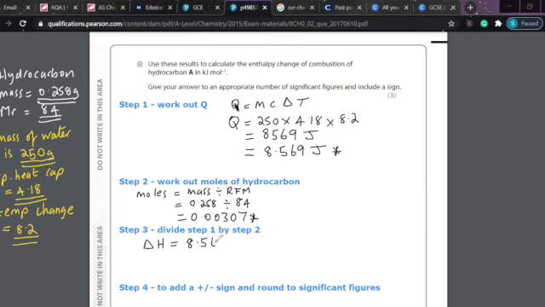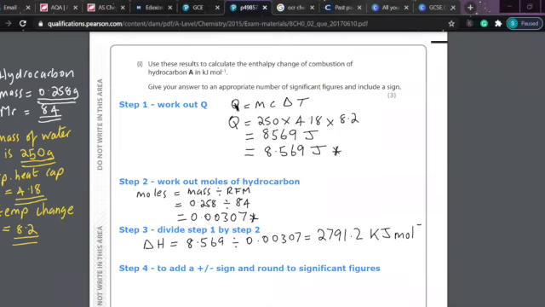Now step 3 is to divide step 1 by step 2. I've put an asterisk on the 2 numbers that I need, and I get 2791.2 kilojoules per mole. And then the final step is to add a plus or a minus. It's going to be a minus sign because the temperature went up, so it's an exothermic reaction. So I'm changing it to minus, and to make it 3 significant figures, I make it minus 2790 kilojoules per mole.